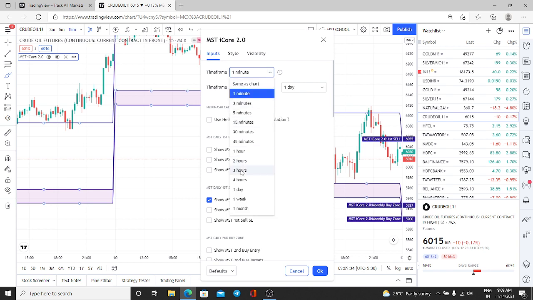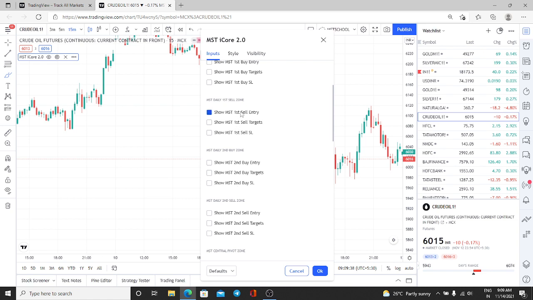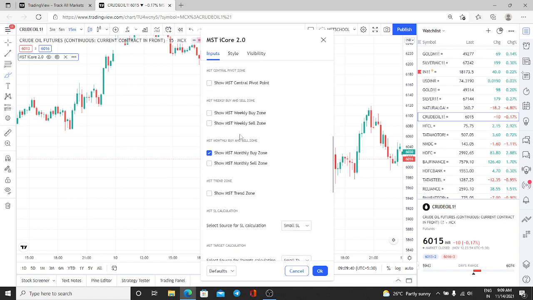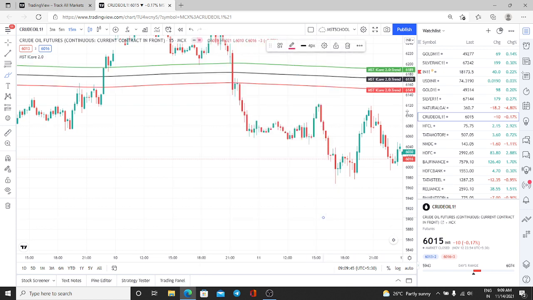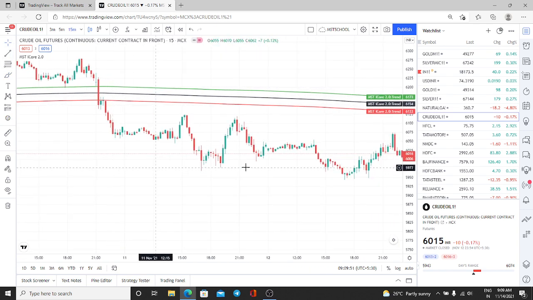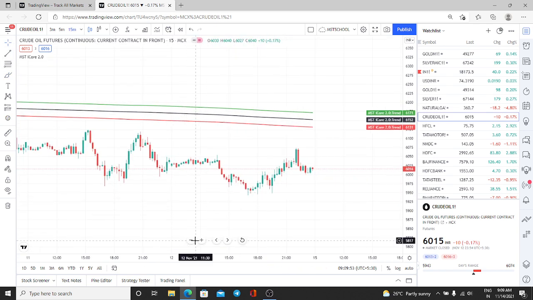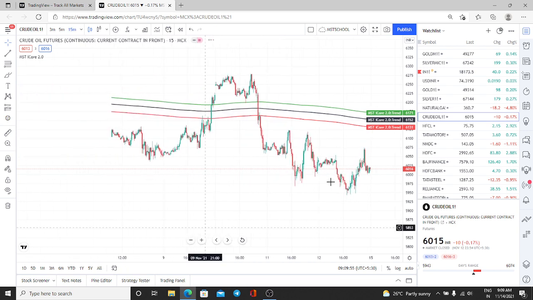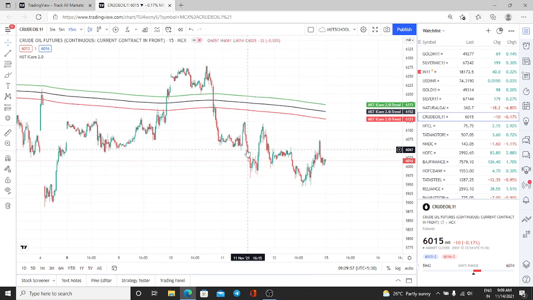Suppose you want to see the 1 hour candle, 1 hour calculation, the trend zone. I'm enabling the trend zone here. So in 1 hour, what is the trend you want to see, without changing the candles in the chart. So in 1 hour, the trend is sell trend. 1 hour it is sell trend.